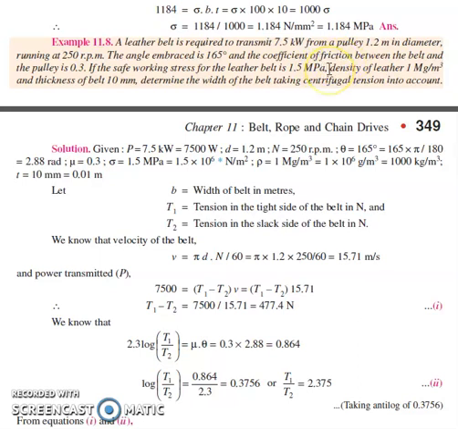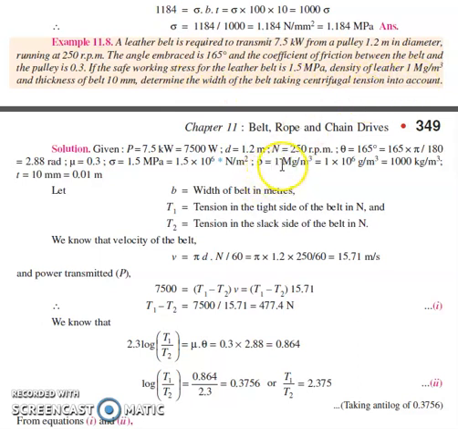Again they have given the density of leather. We know density is equal to mass by volume. Somewhere else we are going to identify this. So density is 1 megagram per meter cube, and we need to identify what it is. Okay, and the thickness of the belt is 10 mm. Determine the width of the belt taking centrifugal tension into account here.